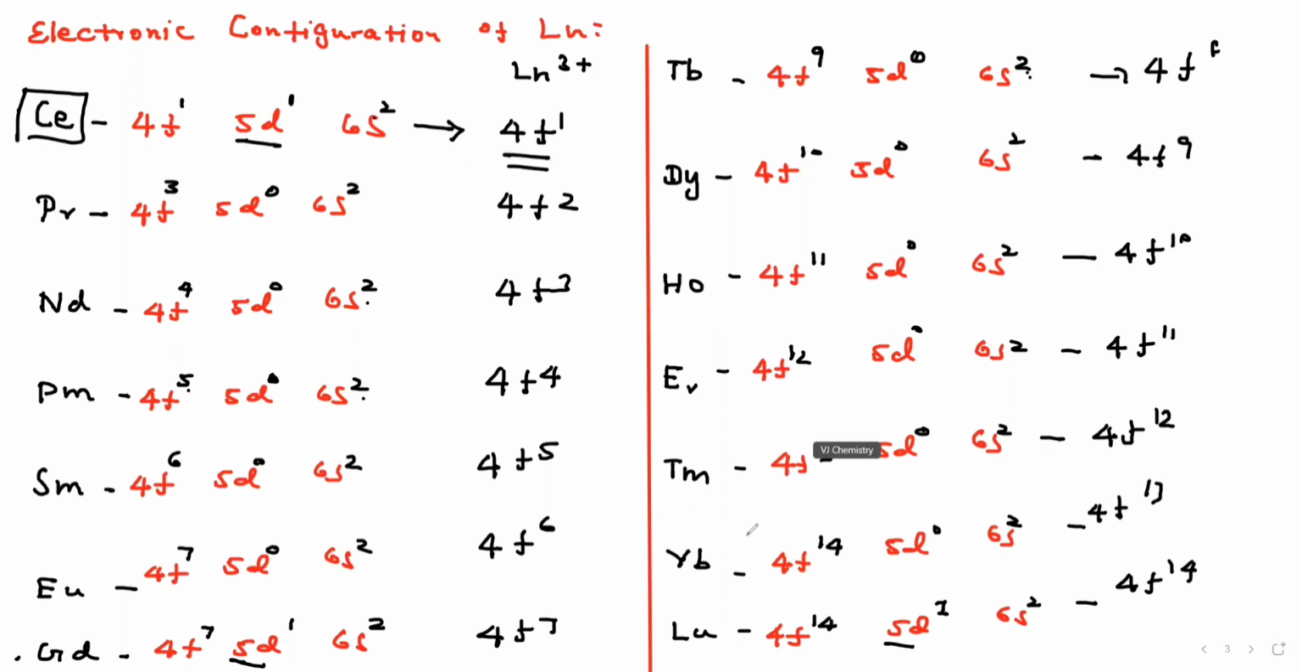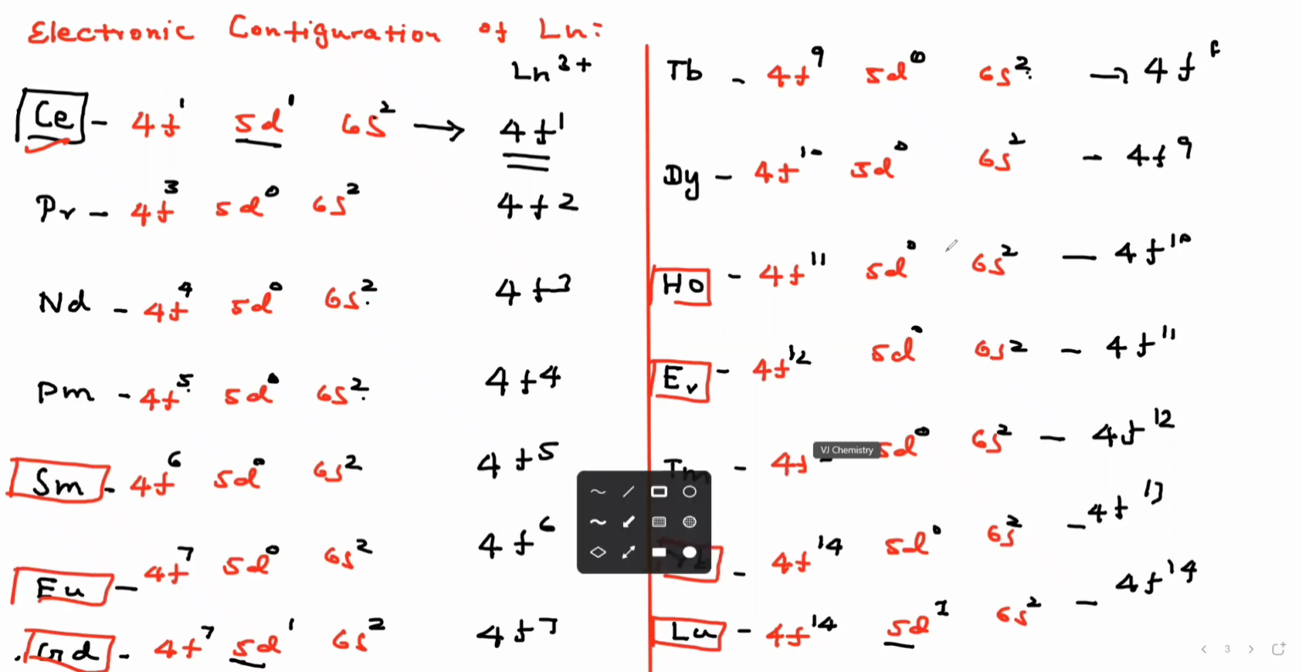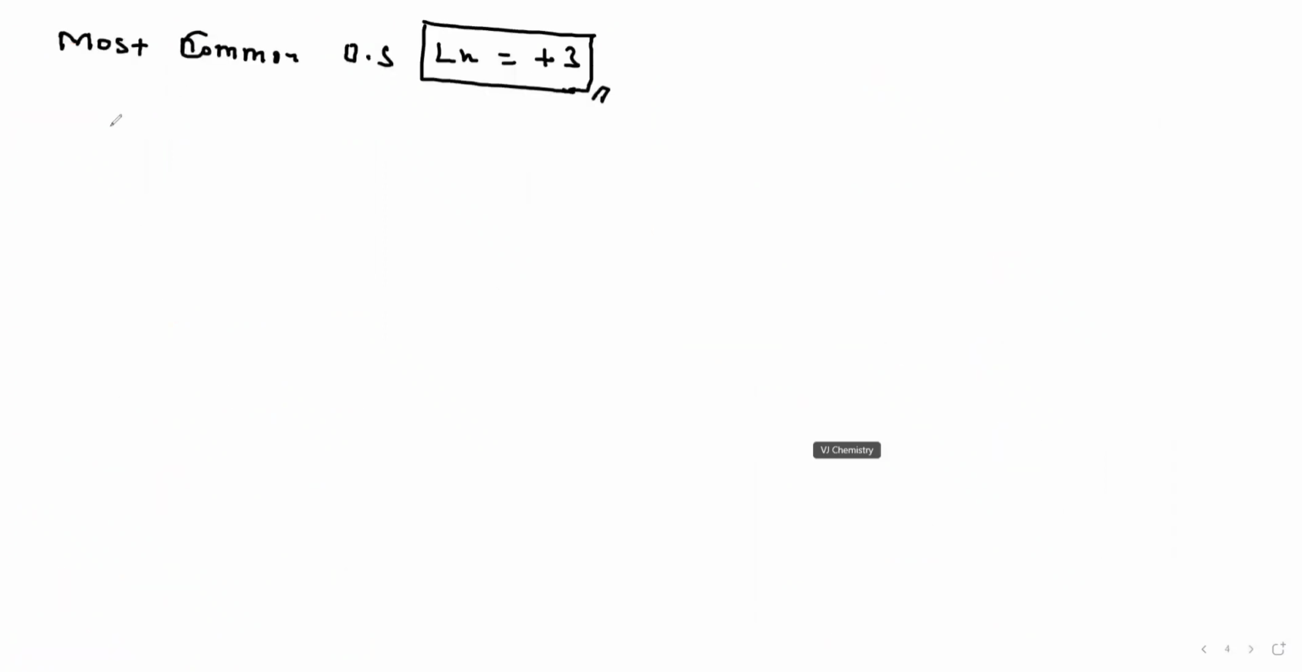From the exam point of view, note cerium, samarium, europium, gadolinium, holmium, erbium, ytterbium and lutetium. These elements are very, very important from our entrance exam point of view. In these elements, magnetic moment, term symbol, or properties will be asked, along with the general configuration. Now, what is the most common oxidation state of lanthanides? It is +3.